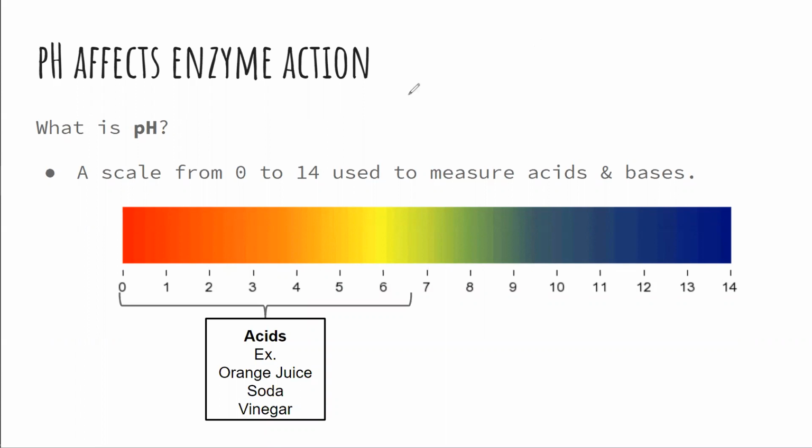Okay. So the lower numbers equal acids. Okay, so the lower the number, the more acidic. Some acidic foods or liquids are orange juice, soda, and vinegar. Have you ever had some McDonald's Sprite and it hit your throat, bro? That's the acid, that carbonated drink. Vinegar, super acidic.